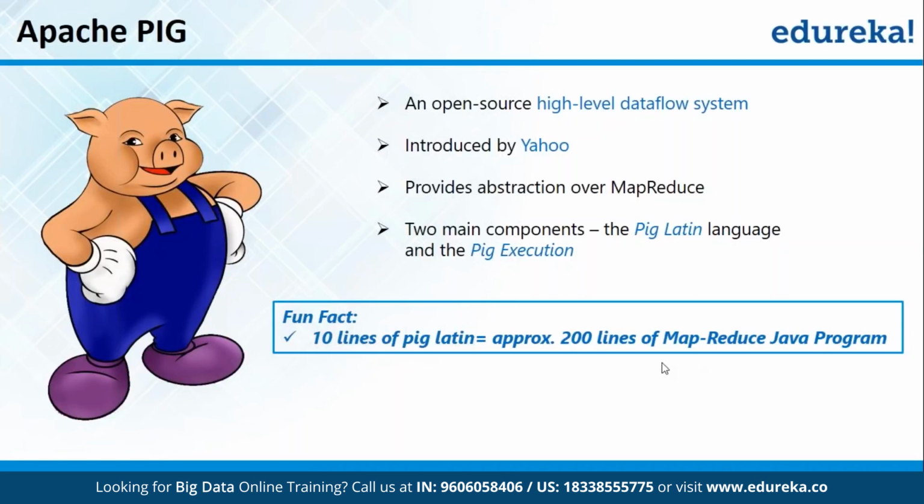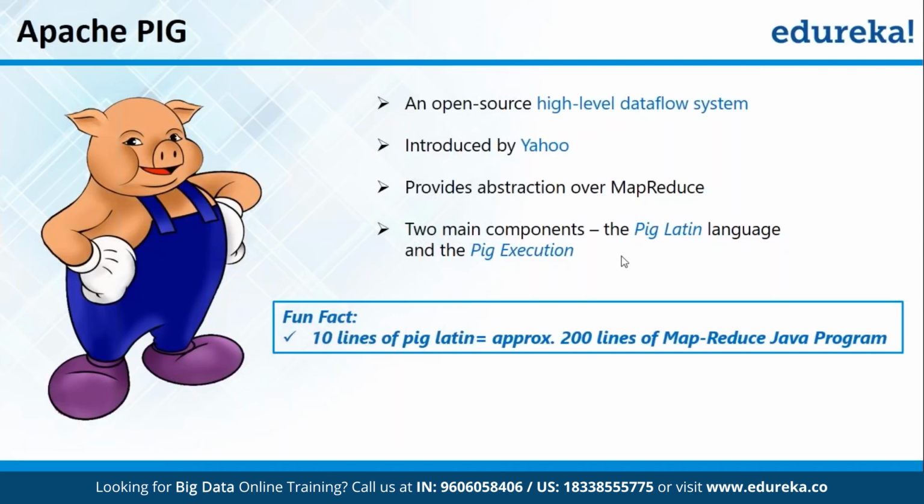So just a fun fact for you guys. Approximately 10 lines of Pig Latin is equal to 200 lines of MapReduce code. So this is the difference. If you have to perform a particular task in MapReduce, you are writing 200 lines, whereas the same task can be done in 10 lines or less than 10 lines. Okay. Basically, Pig has got two components. One is the Pig Latin language using which you can write simple queries, and second is the Pig execution engine which converts your Pig queries into Apache MapReduce.